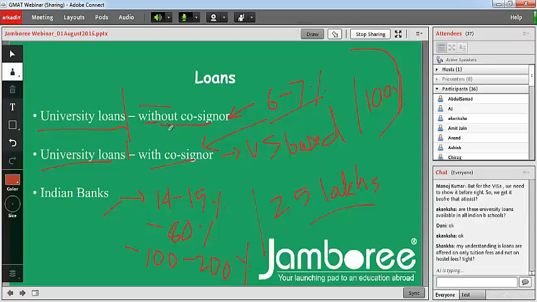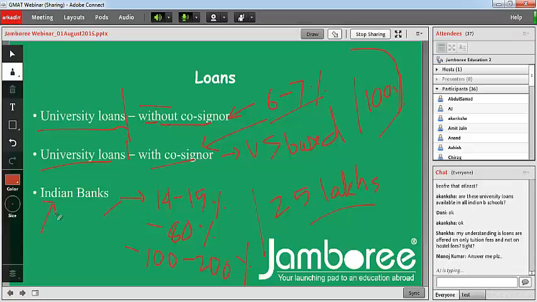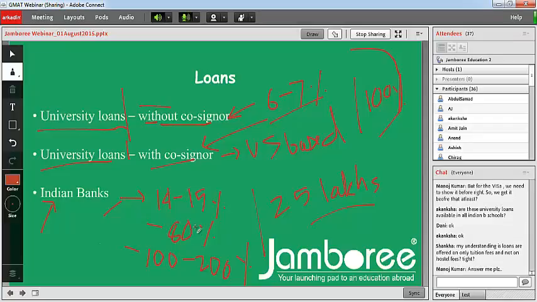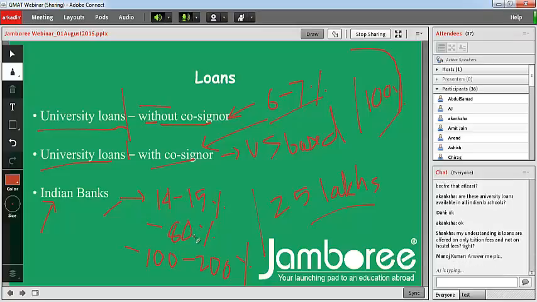Shankar, your question is, my understanding is loans are offered only on tuition fees and not on hostel fees. Shankar, the loans from Indian banks actually cover both your tuition as well as cost of living, the total cost. So they will give 80 to 85%, so they cover 80 to 85% of your total cost.